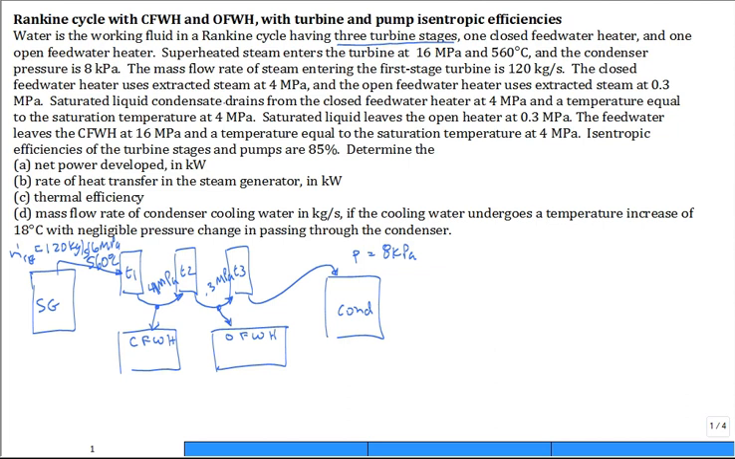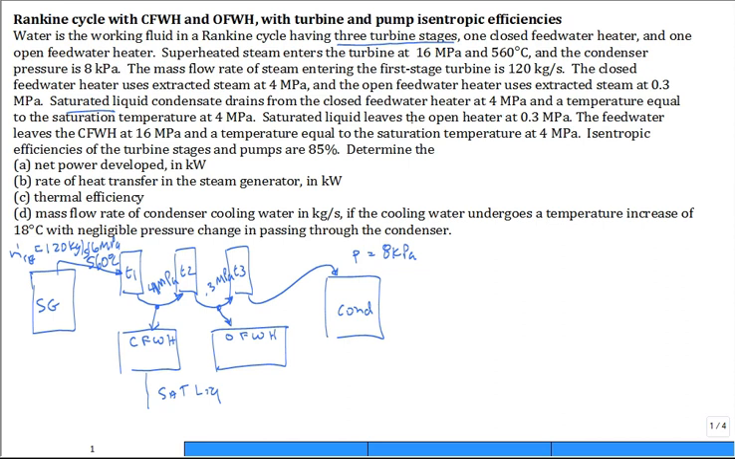Saturated liquid condensate drains from the closed feed water heater at 4 MPa. So that's coming out this way. Saturated liquid, and the temperature equal to the saturation temperature at 4 MPa. Well, that's kind of redundant. If it's saturated liquid at that pressure, its temperature is the saturation temperature at that pressure.